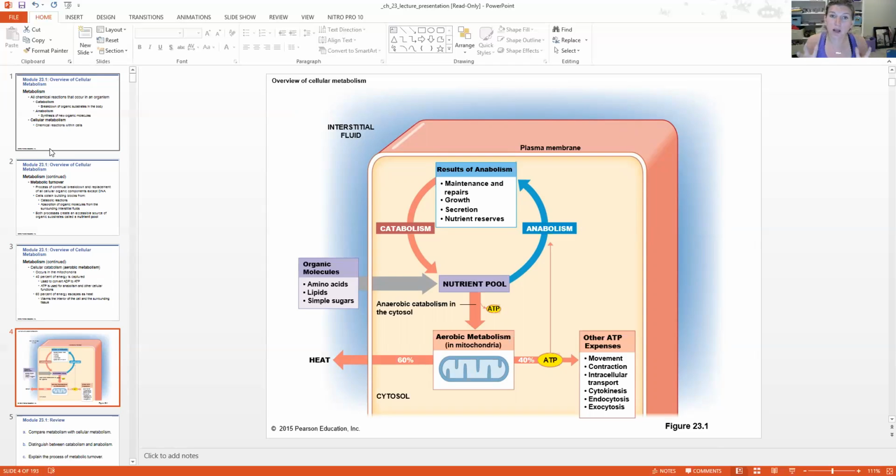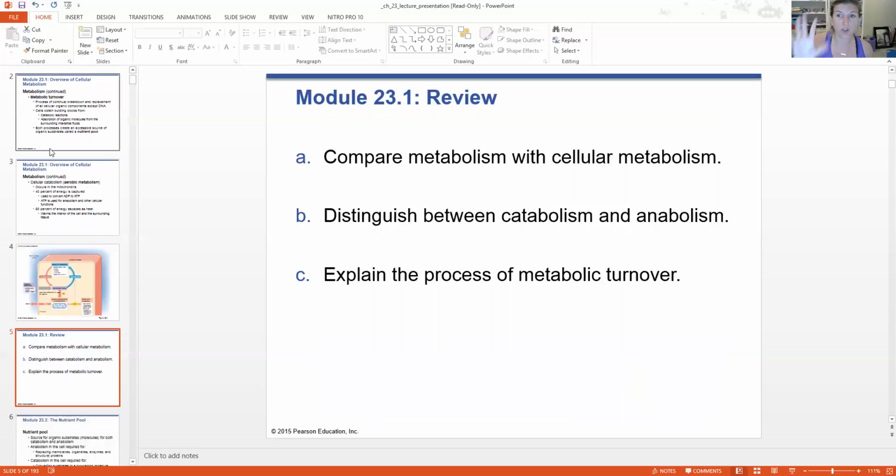Now remember, not all of the energy that's released from the breakdown of other materials is put into ATP. Only 40% of it. The majority of it is lost as body heat. So, cool diagram there. You can pause the video here, go back and review this section.